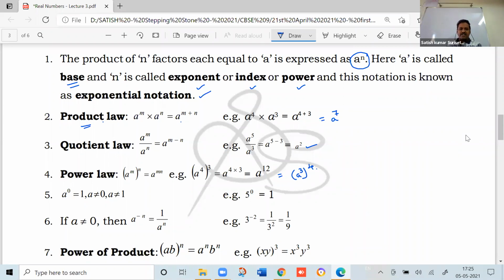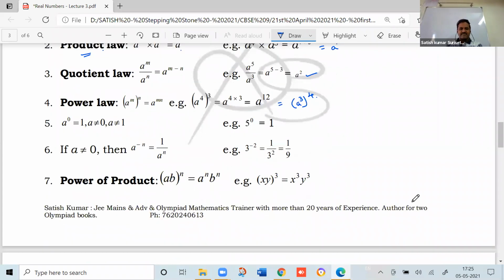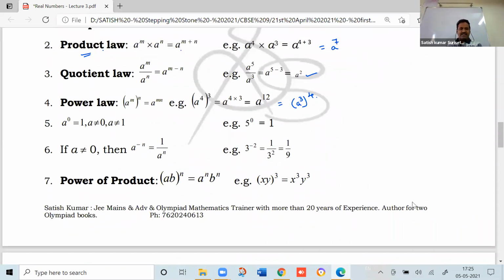Next, a to the power of 0 equal to 1. That is 5 to the power of 0 equal to 1. These are the conditions that you should remember. Next, sixth property. When a not equal to 0, a to the power of minus n, you can write as 1 upon a to the power of n. So you should remember this. Sometimes you will make a mistake in this only. So 3 to the power of minus 2 means 1 upon 3 square, which is 1 by 9.